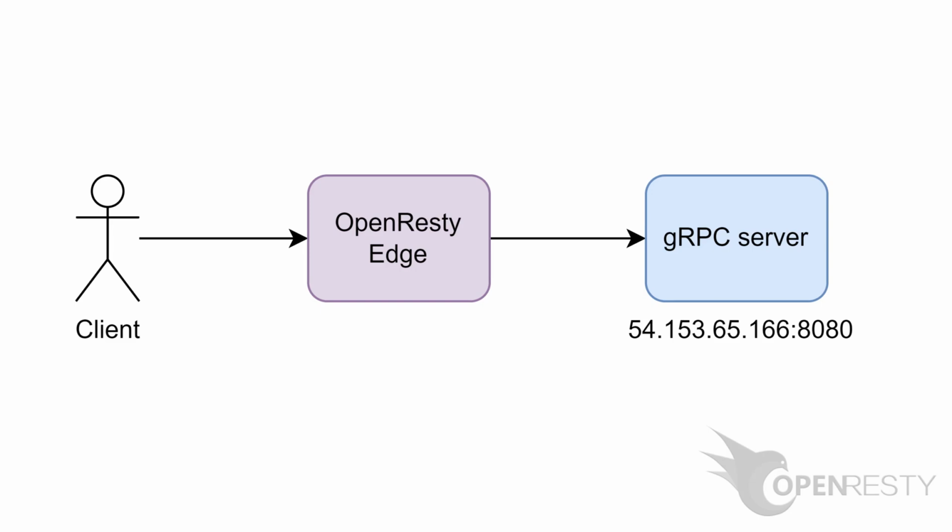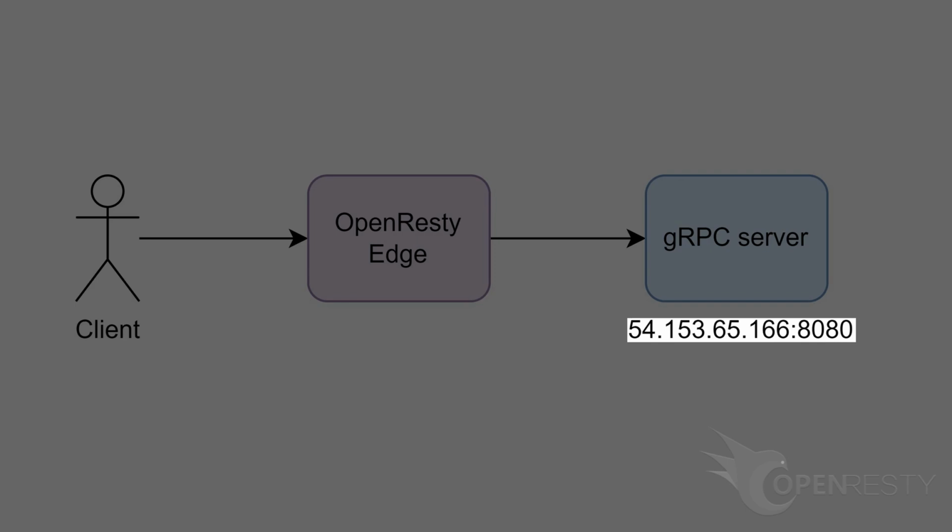Today I demonstrate how to set up a gRPC reverse proxy and load balancer in OpenResty Edge. We've prepared a sample gRPC backend server. The IP address of the backend ends with .166. And it's listening on port 8080.